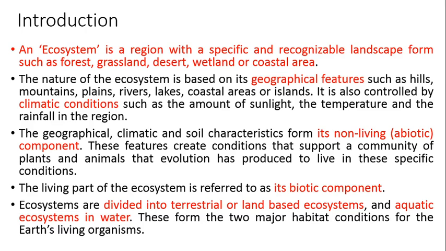So there are mainly two major habitat conditions for the Earth's living organisms. One is the terrestrial, which we call the land-based ecosystem, and the other one is aquatic, like ocean, sea, meaning whatever ecosystem that has been developed on water.